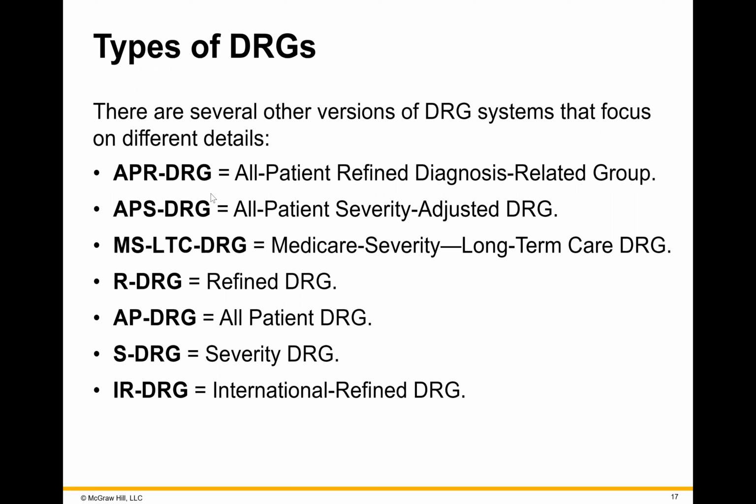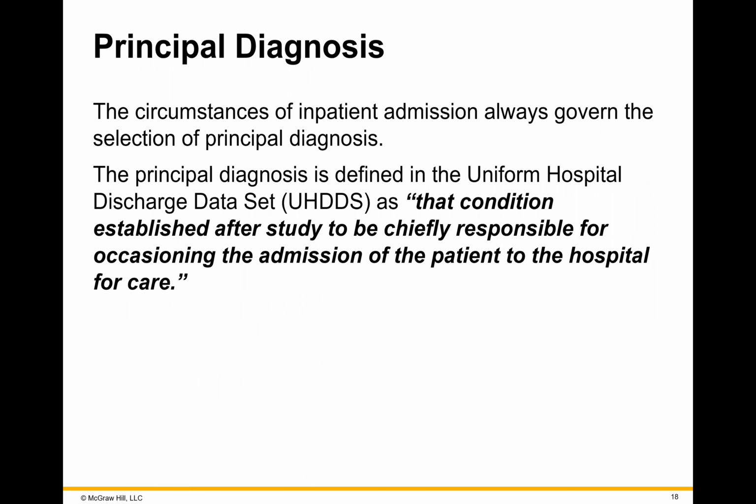So what, you may ask, determines what DRG? It's the principal diagnosis. In other words, the principal diagnosis is the condition that's established after study to be chiefly responsible for occasioning the admission of the patient to the hospital. That is the principal diagnosis. Note it says after study. So if somebody comes in with shortness of breath and we work them up, and we determine they have COPD, COPD would be the principal diagnosis.